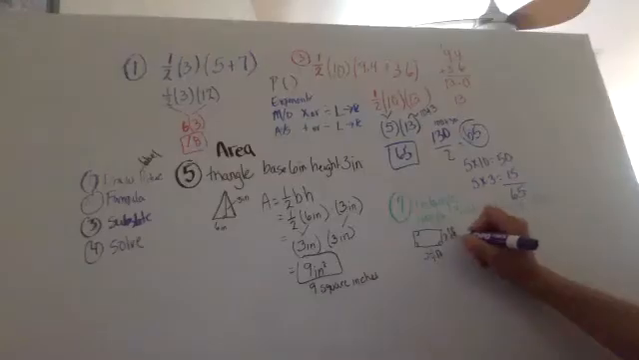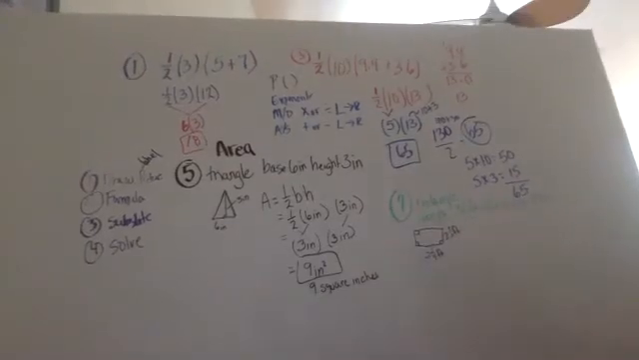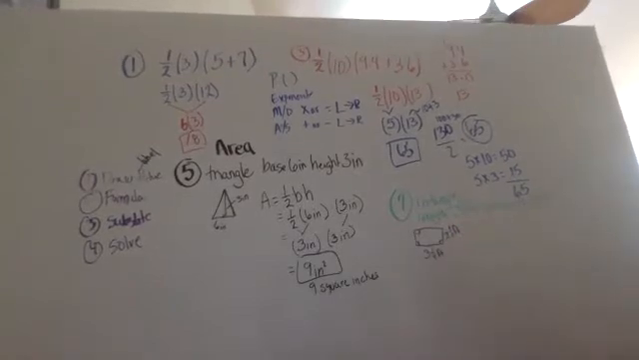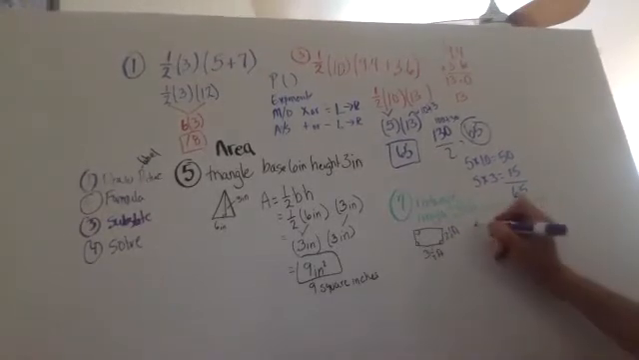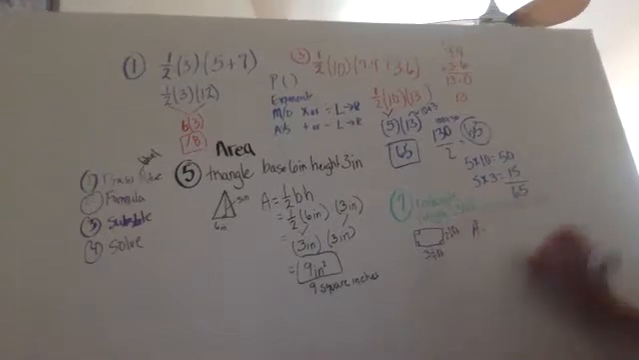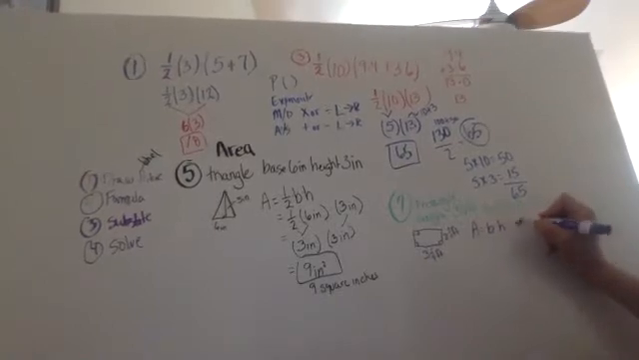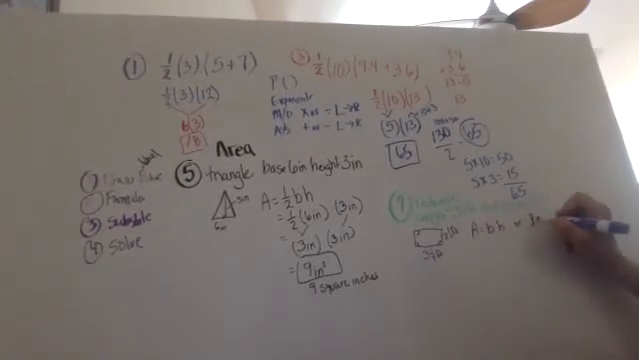1.5 feet here. Doesn't matter which one I call length, which one I call width, so that's okay. All right, so the area for a rectangle is base times height, or if you want to think about it as length times width.